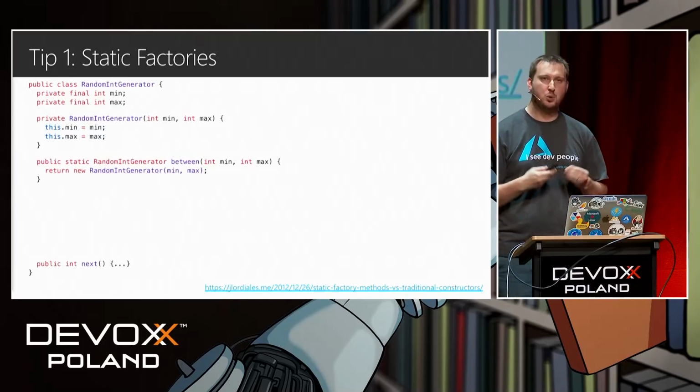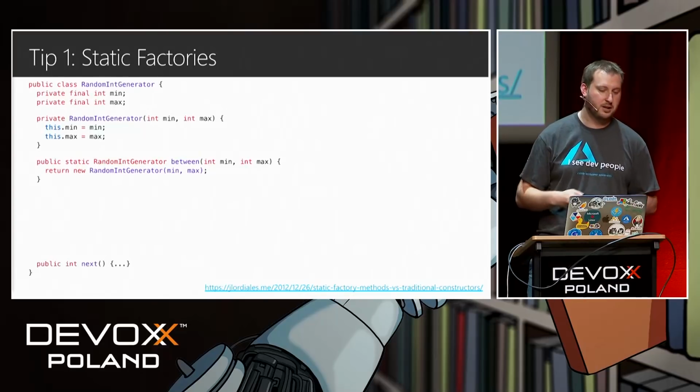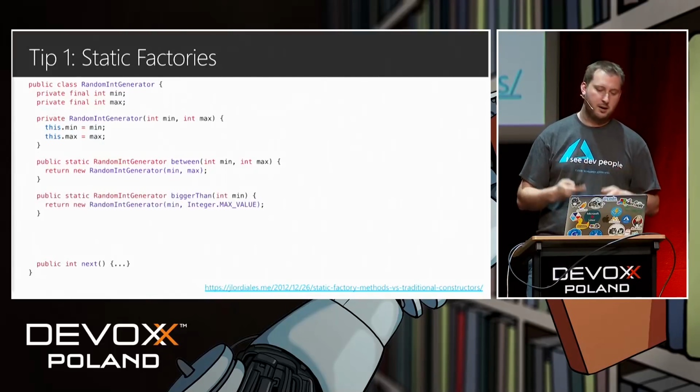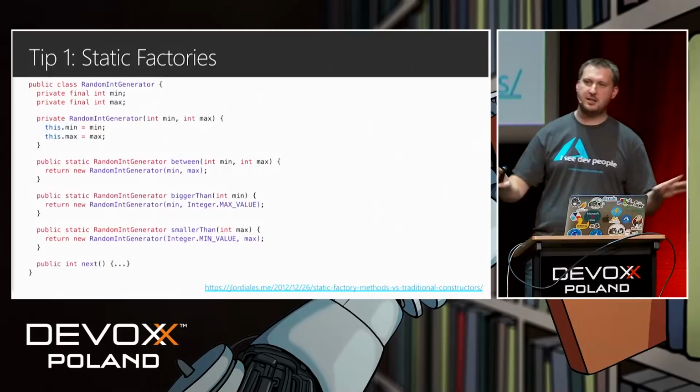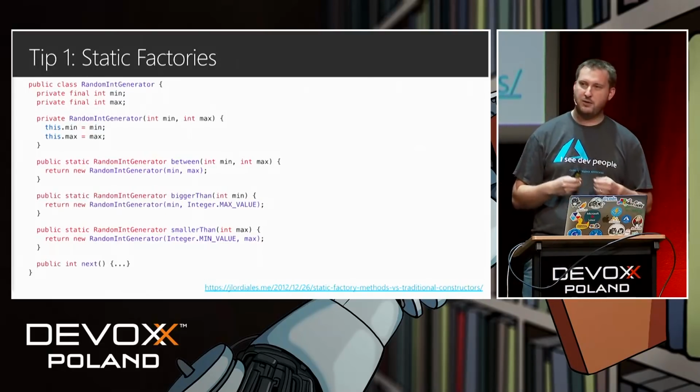First of all, we're going to add a between method, making use of the static factory's ability to be named rather than just having the constructor, the class name. And we call it between with a min and a max. Then we can say bigger than min and smaller than max. This is something trivial, but I wanted to make the point that static factories have a lot of value.